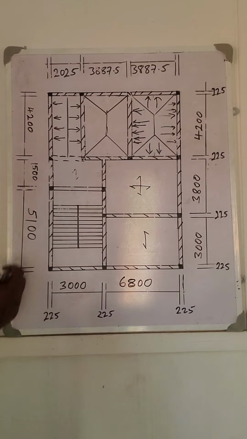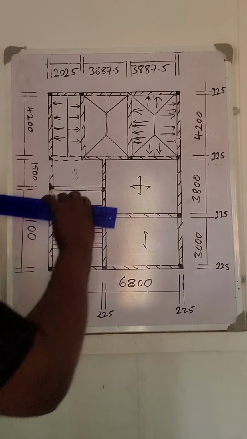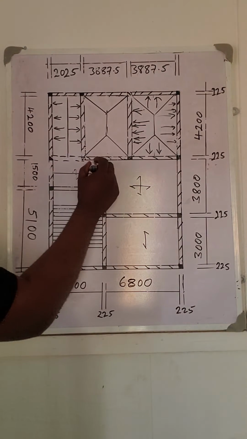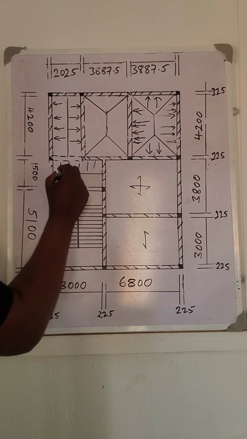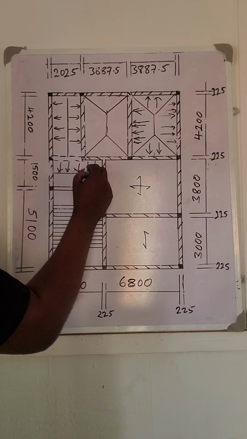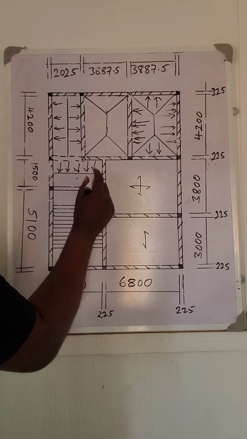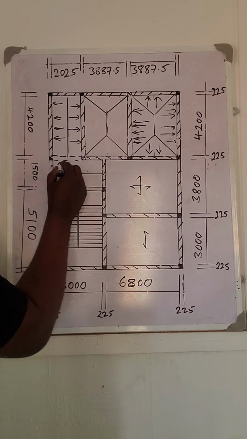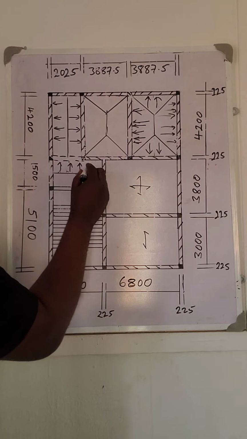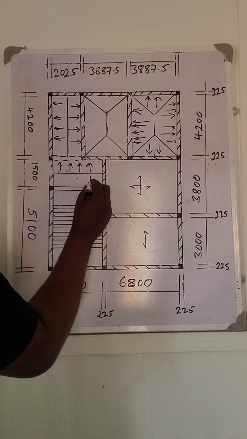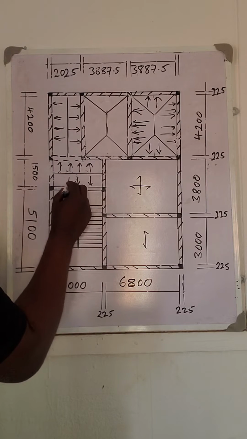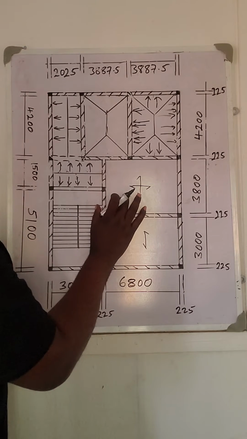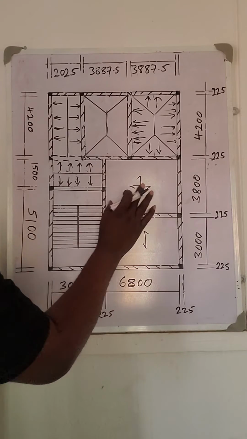Now, this is also a one-way spanning slab. We share it into two. I distribute to this, to this. Then half distributes to this beam. Now let us move to the next slab. This one is a two-way spanning slab.